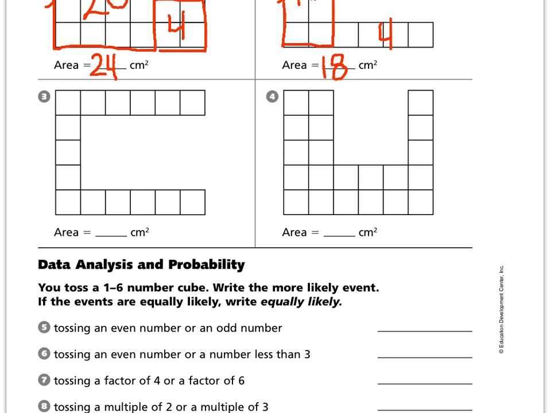Number 3, you can do the same thing. You can break it up into different sections, and you can see this is going to be 5, 5, and 5, which is going to be 15 centimeters squared. Number 4, I'm going to break it up, and I know that this is 5, this is going to be 6, and this is going to be a 10. So 10 plus 5 is 15, plus 6 more is going to be 21 centimeters squared.